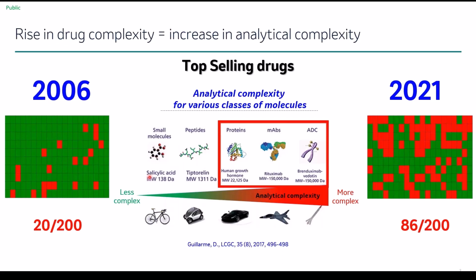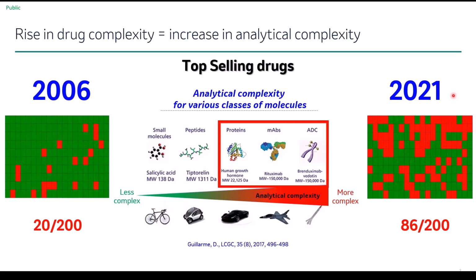If we compare the top 200 drugs that have been sold on the market between 2006 and 2021, what we can see is that the biopharmaceuticals have more than quadrupled their presence in this classification, and of course the trend is expected to increase more and more in the future years as we have more proteins, monoclonal antibodies, oligonucleotides, more biopharmaceutical species that are going to be released on the market.